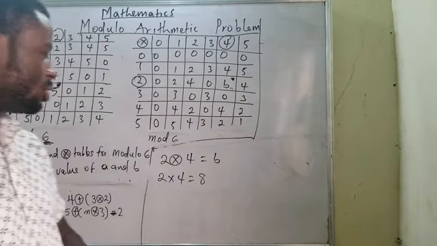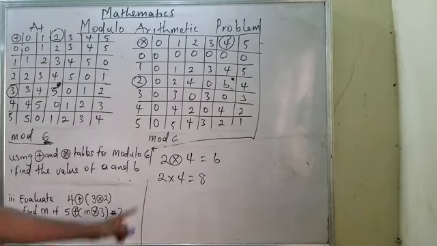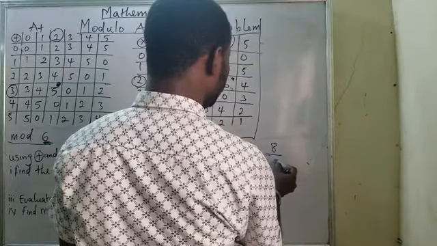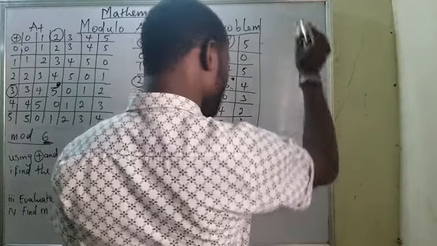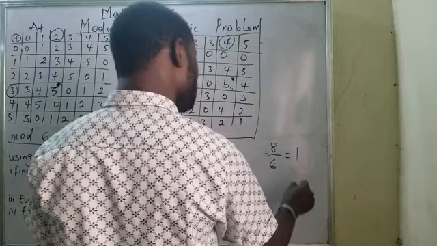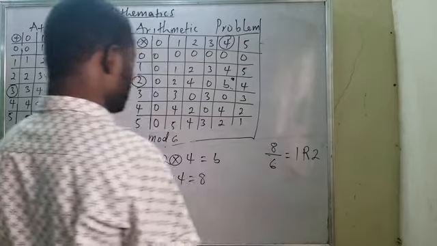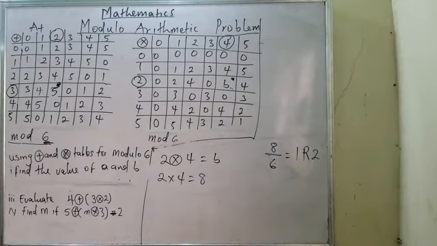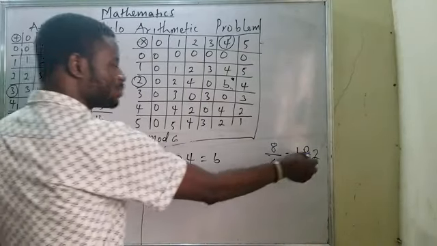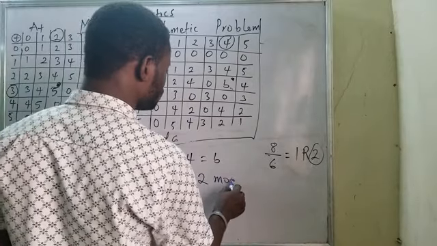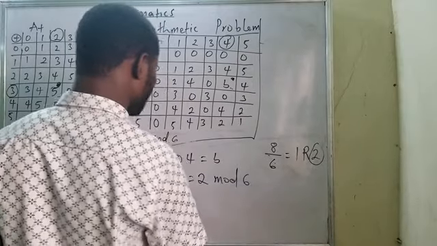No, because we are talking about what? Mod 6. I will now say 8 divided by 6, which will be equal to what? How many times? 1 time, remainder 2. It means the remainder is what I need. I'll be having 2 mod 6. That is my answer.